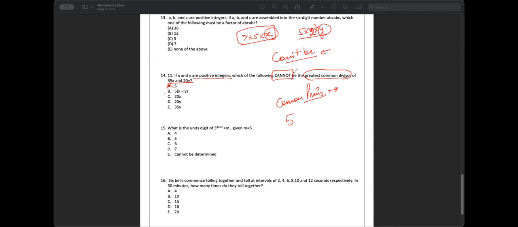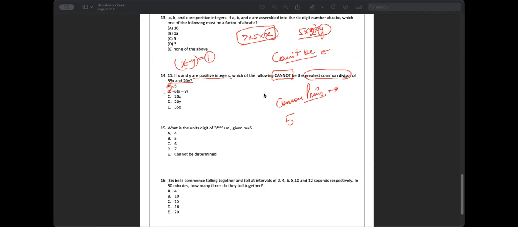Question is, which of the following cannot be? I mean, if some number can be a GCD in some case, we'll remove it. But if x minus y is equal to 1, let's say, it can be out, right? It can be a GCD, it can be a divisor of 35x and 5y, right?